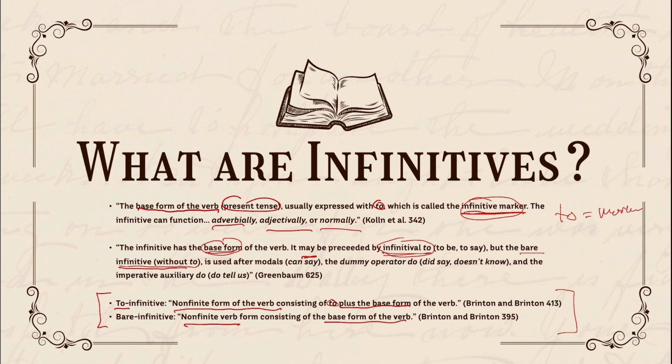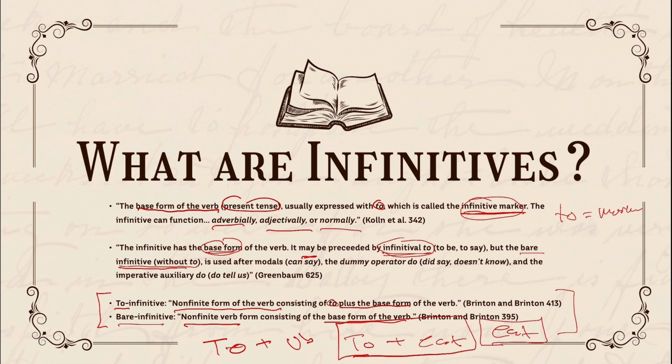So to put this into action, let's just write out a few. So we have to plus a verb, the base form of a verb. So we could say to plus eat. Now this would constitute a to infinitive. And then we could just say eat, and this would very well constitute just the bare infinitive, meaning that it is without the infinitive marker.